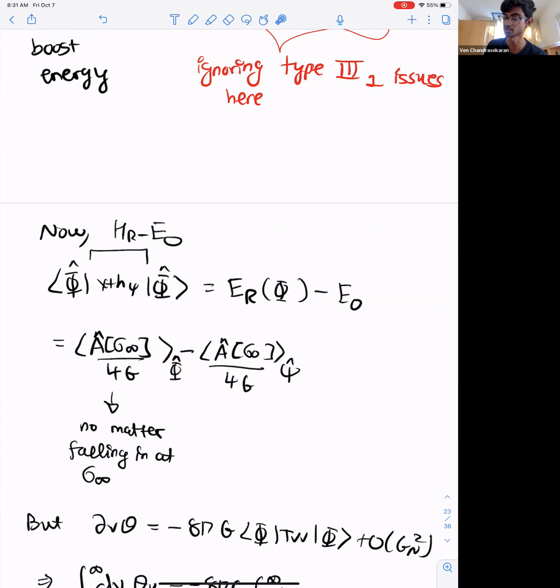And that's because the energy of the right boundary is the same no matter what slice I consider on the boundary, so I can push it all the way to future infinity. And at future infinity, there's no matter falling in. So the energy at infinity is just equal to the area of the black hole at t equals infinity. So expectation value of x plus h psi is just the area at future infinity minus the area of the original bifurcation surface.